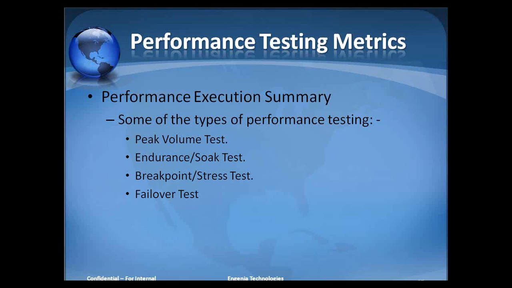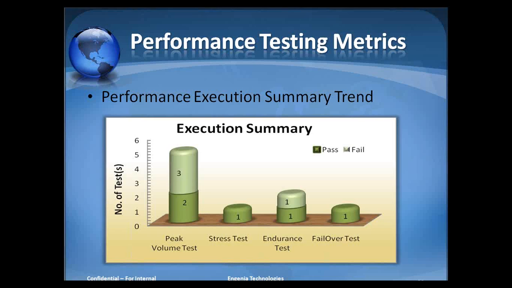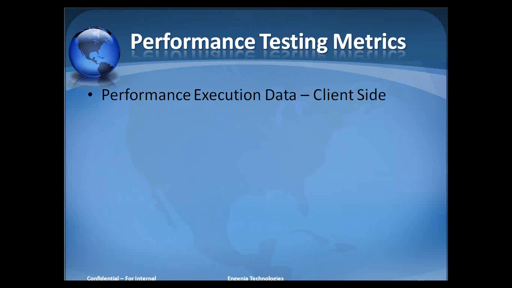Once we have defined these parameters and take those values, we can easily do a comparison in this particular way. For example, there were around 5 test cases which we had done on peak volume test, out of which 3 were passed and 2 were failed. Sorry, 2 were passed and 3 were failed. There was 1 test that was passed, the endurance test was 2, 1 passed and 1 failed, and then 1 failover test was passed.